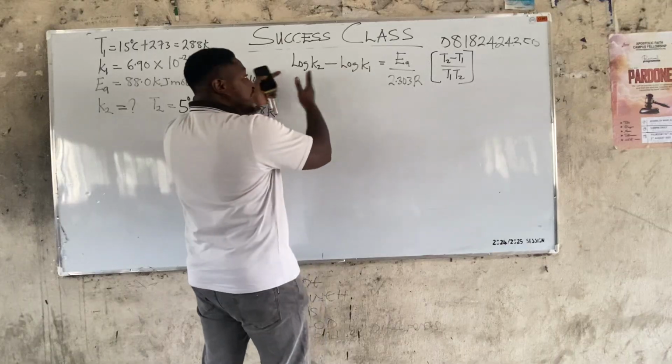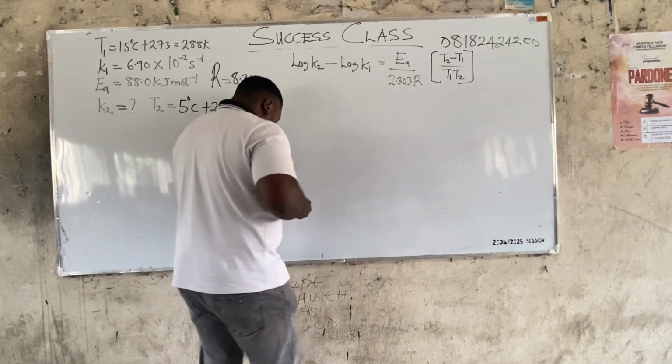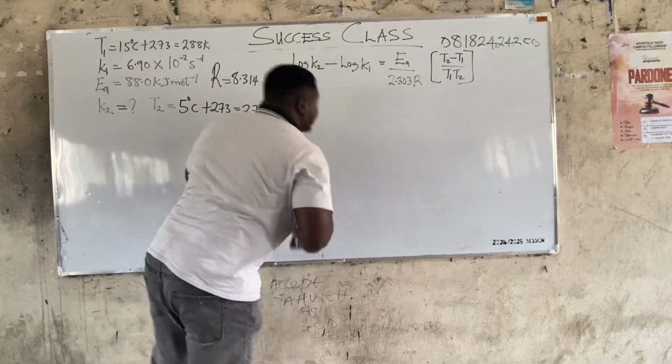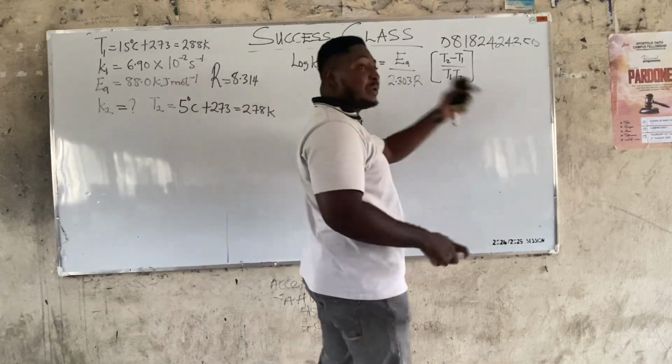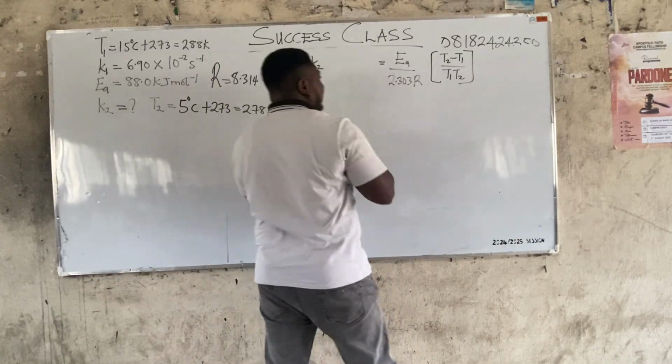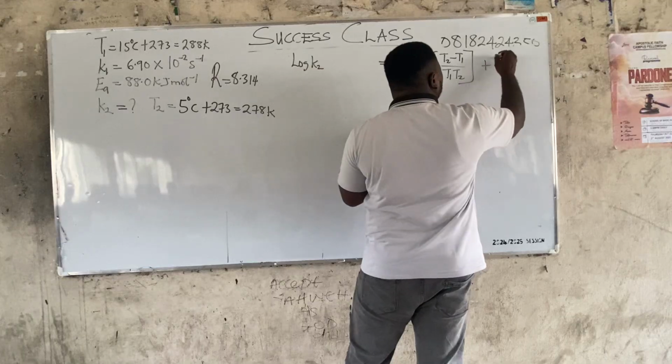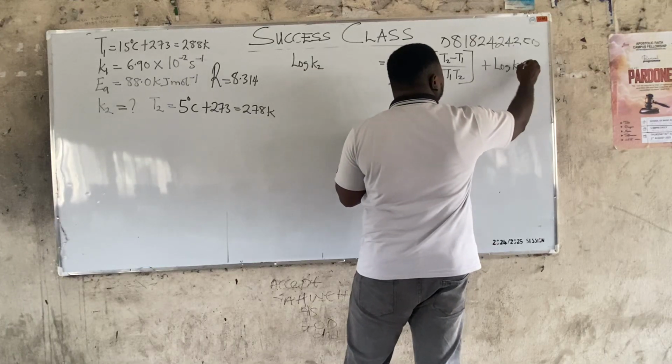So we are able to separate K2 and K1. Now we're going to say minus log K1, if it moves to this side, what does it become? Plus. Minus log K1 moves to this side and becomes plus log K1. Do you agree?